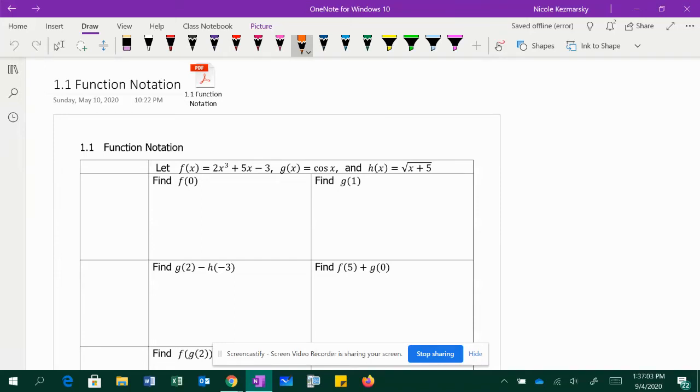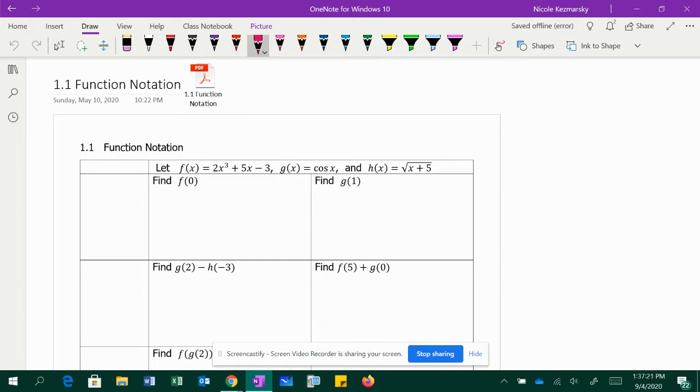Welcome to 1.1 function notation. Let's just review how we evaluate functions using function notation. So in the first couple of examples, we have a number inside parentheses after the name of a function. So the name of the first function is f.